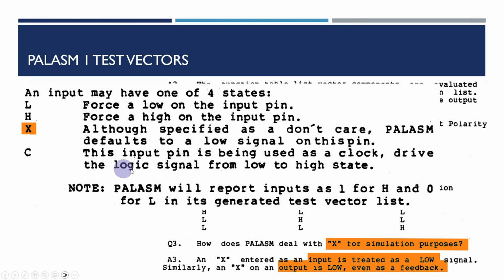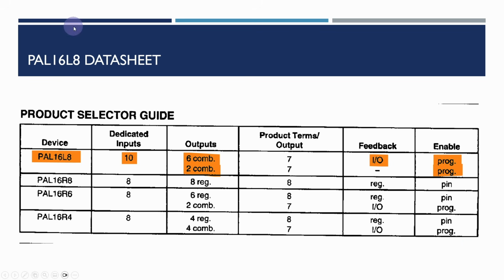However, a little bit later on in the document, there was actually some information that really an X is entered as a low signal, and similarly an output is treated as low. So in particular, if we are using the output as feedback into another part of the simulation, then it would be treated as low, and this becomes important a little bit later on. I also then had to check the datasheet.